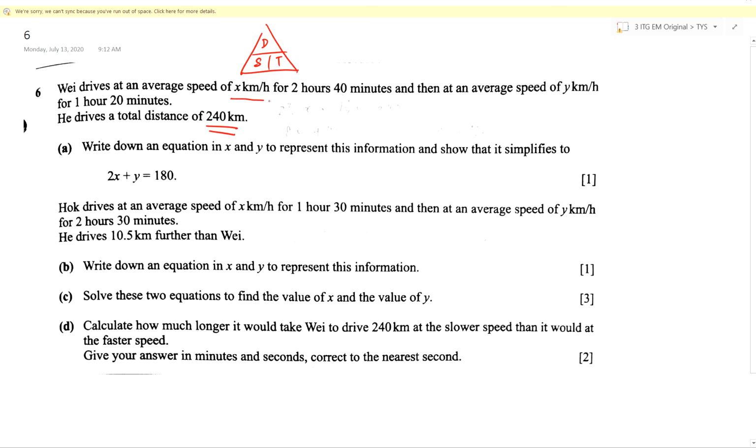So with our speed and time, we can find distance for the first part. So the total distance will be our speed times time. Here we have 2 hours and 40 minutes. So 40 minutes is 2/3 of an hour. Plus, that is the second portion, speed times the time, 1 hour and 1/3.